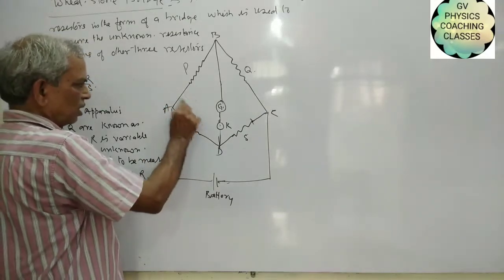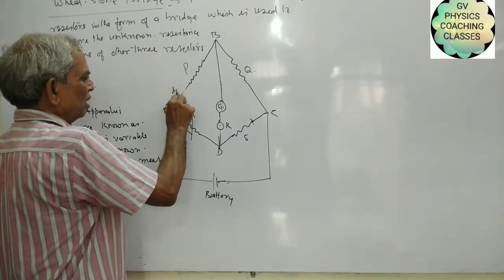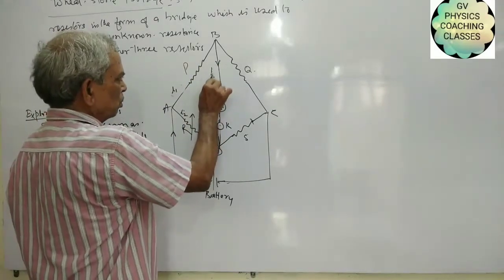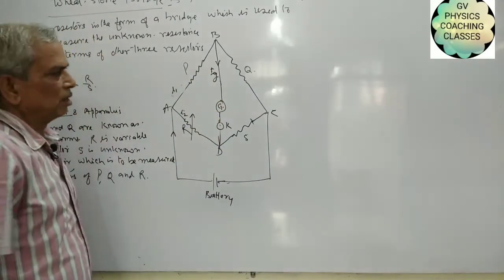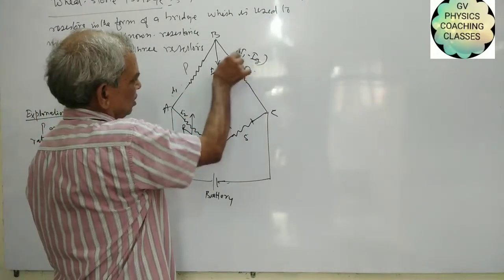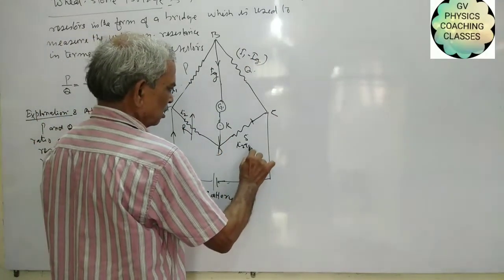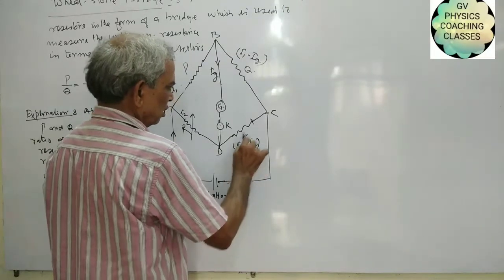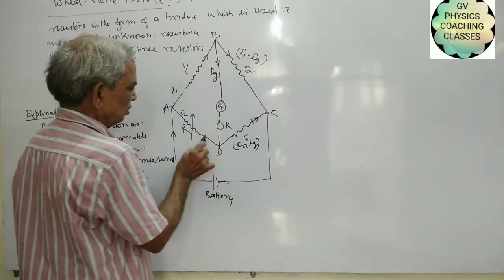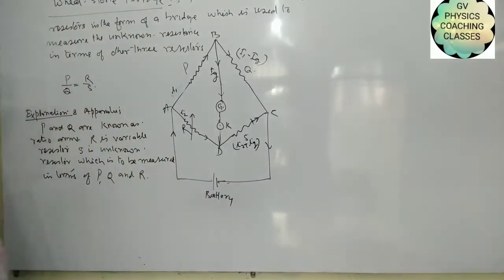I is the current, here current divides in two parts, I1 and I2. Here some current goes to galvanometer. Rest current I1 minus Ig, and here I2 plus Ig. This is the circuit.